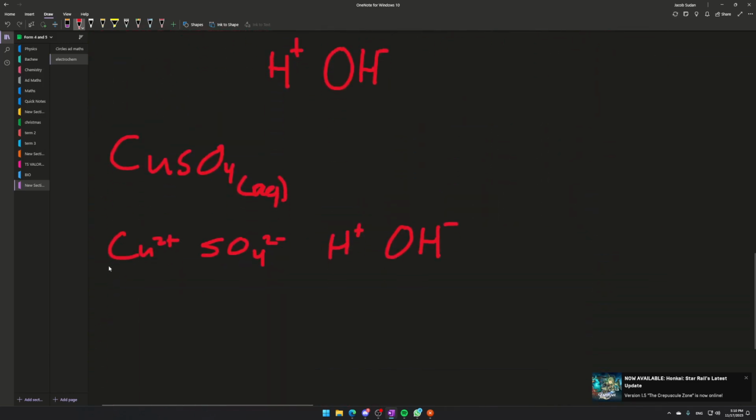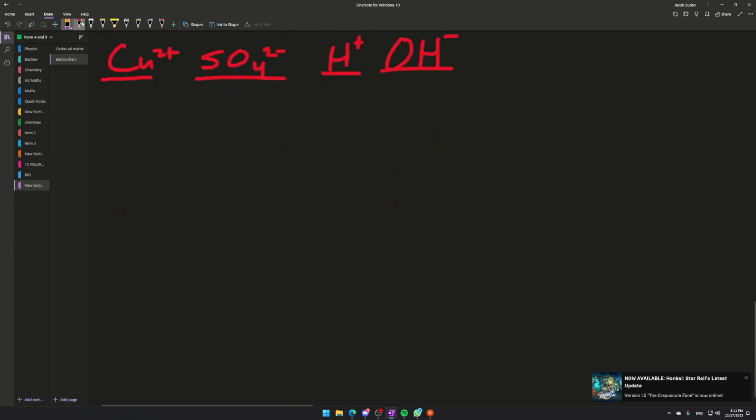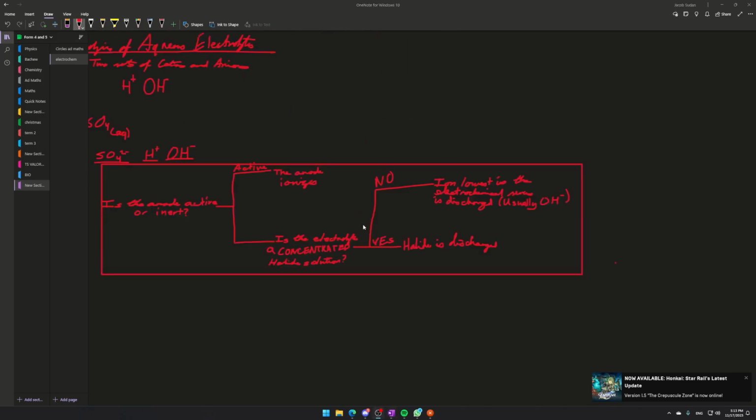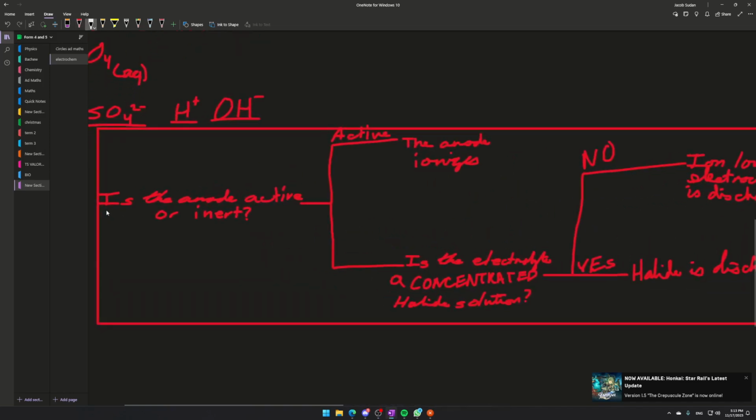We have two sets of cations and two sets of anions. How do we know which one is going to form? There is a fairly straightforward flowchart to do this, and I'm going to draw that off camera. So I drew it here, and I'm going to break it down now. It starts off with a simple question: is the anode active or inert?